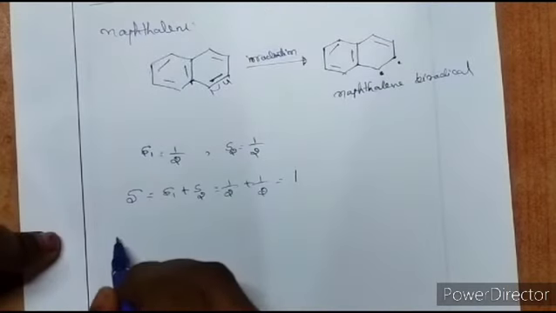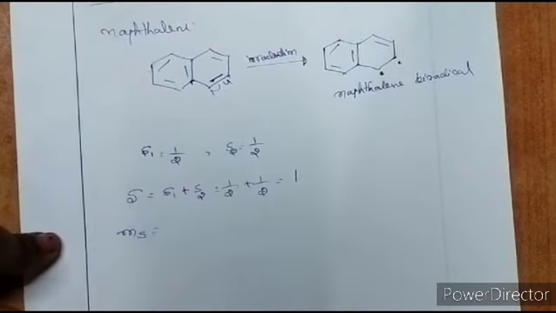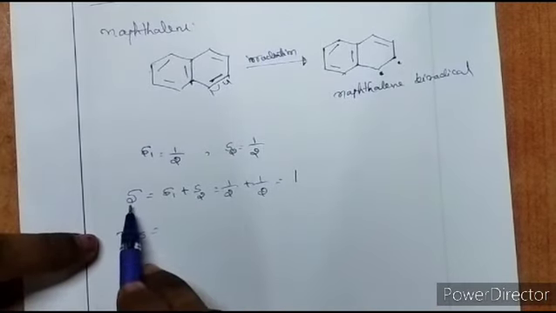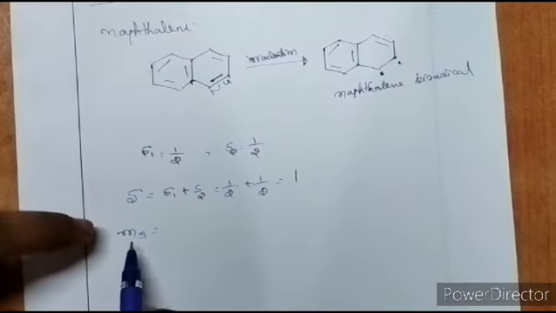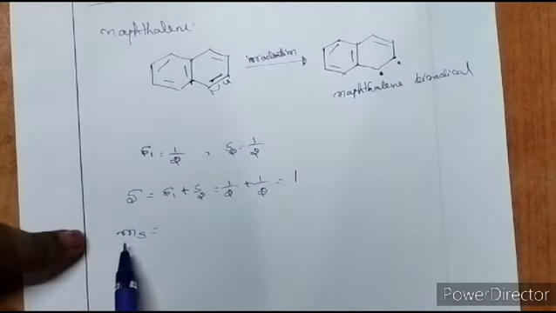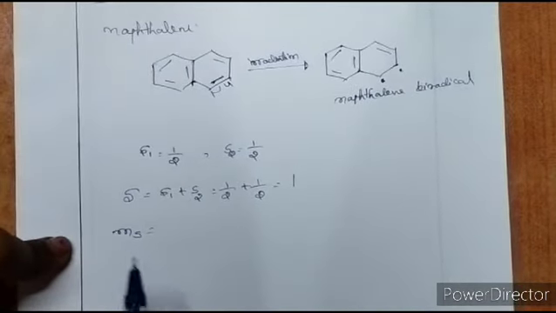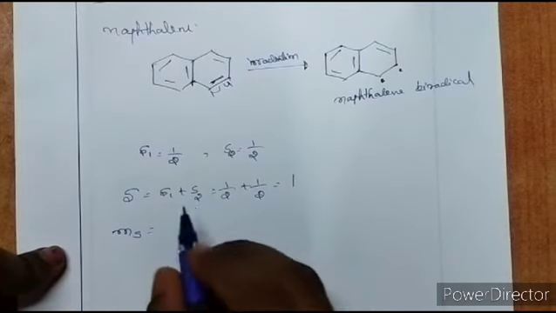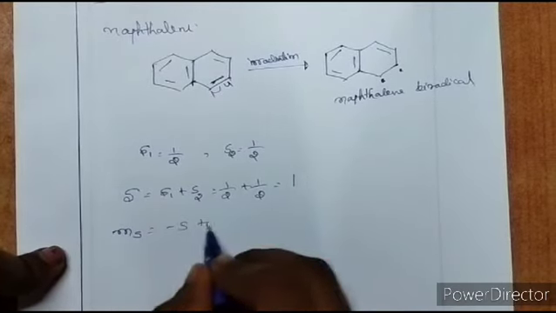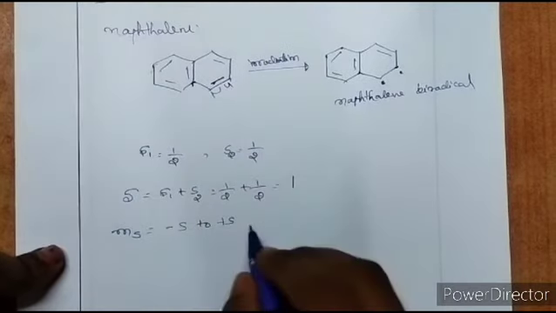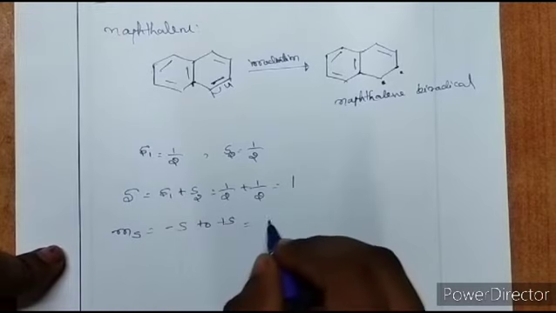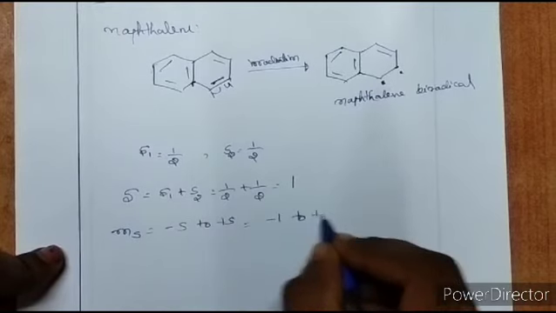Later we have to write the ms value. So what is the ms value? It is a quantum number related to the spin, the spin angular momentum quantum number. We know that the ms value is given by minus S to plus S. We know the S value is 1, so the ms value will be from minus 1 to plus 1.